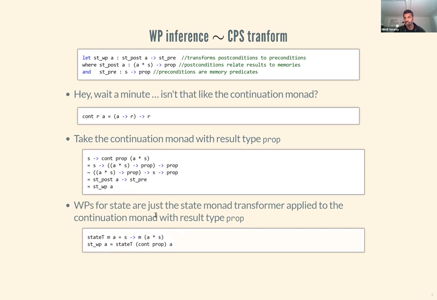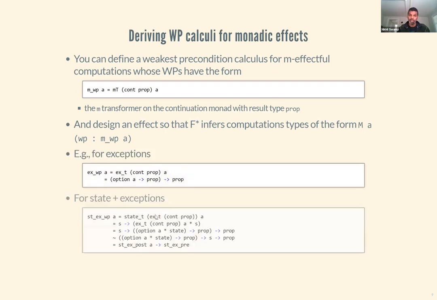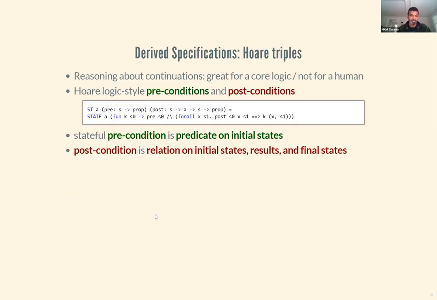Okay, and this recipe works for a class of effects. So you can do the same thing with, for instance, exceptions or combining state and exceptions. So what we do in F-star is we define weakest precondition calculi for effectful computations that we're interested in, like for state. And then we're going to design an effect that uses this indexing structure of these weakest precondition monads, and bake that indexing structure into the computational monads to get a kind of a logic in which to reason about stateful computations. So let me show you quickly how that works.